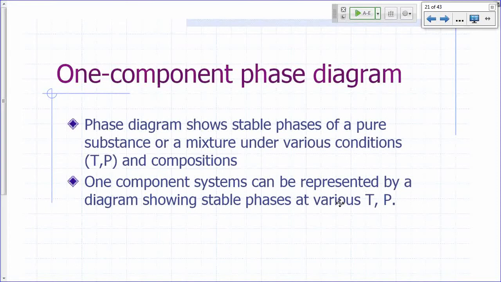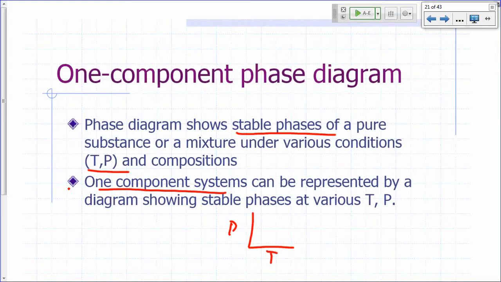Talk about phase diagram now. A phase diagram is a diagram that shows the stable phases of a pure substance or a mixture under various conditions and compositions. So for a one component system, if we're just dealing with one pure substance, a phase diagram for that can be represented by a chart or a graph that has pressure on one axis and temperature on another axis.